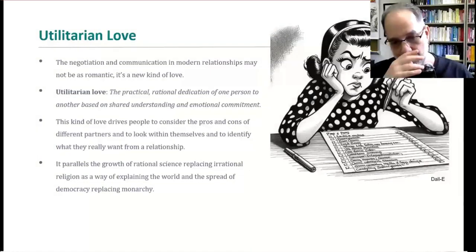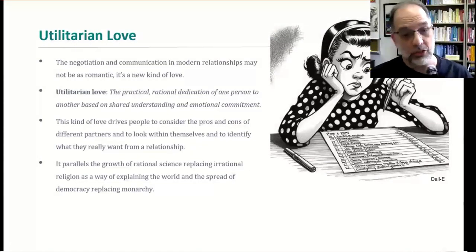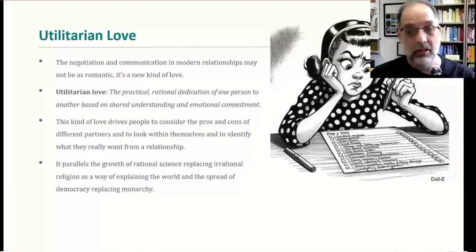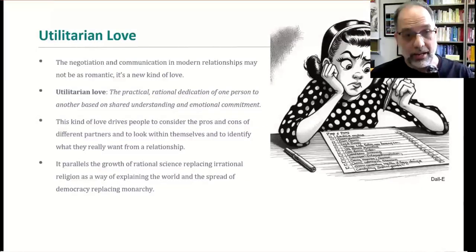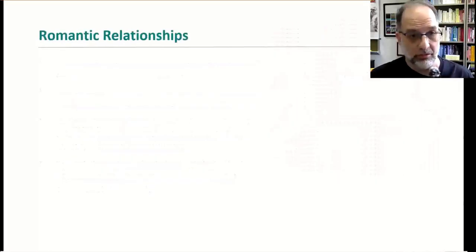It parallels the growth of rational science replacing irrational religion as a way of explaining the world, and also the spread of democracy instead of monarchy. We choose our leaders rationally instead of having them just be born leaders. We have science instead of religion as a way of explaining the world. Science is a rational system, a list of pros and cons in a way, of all the evidence that we have, rather than a religious dogma or doctrine that is just handed down to us. So utilitarian love goes along with all kinds of other elements of modernity.